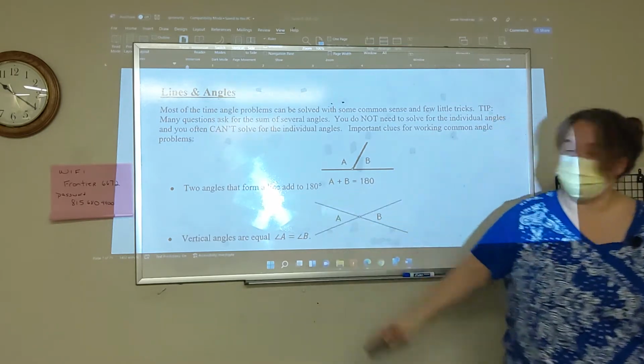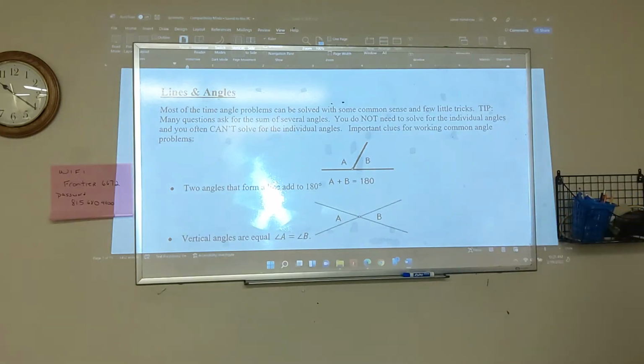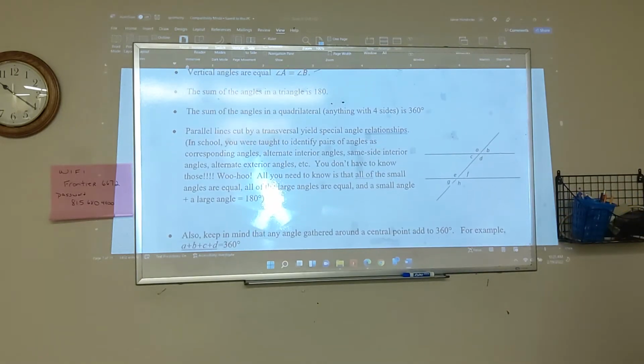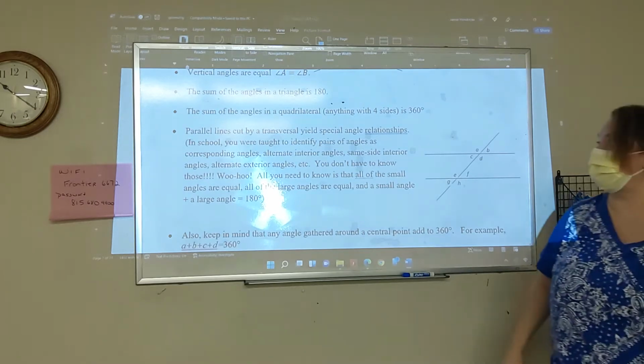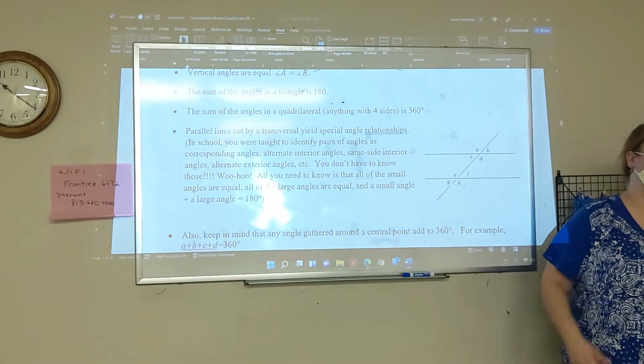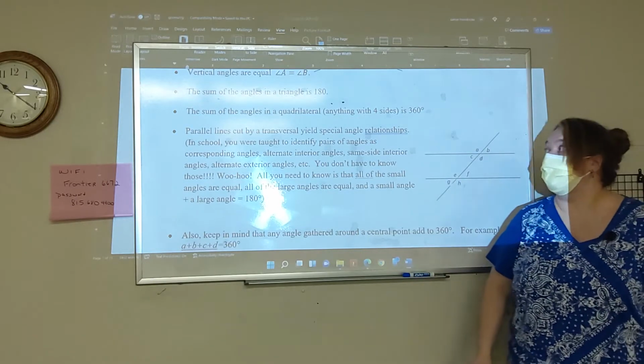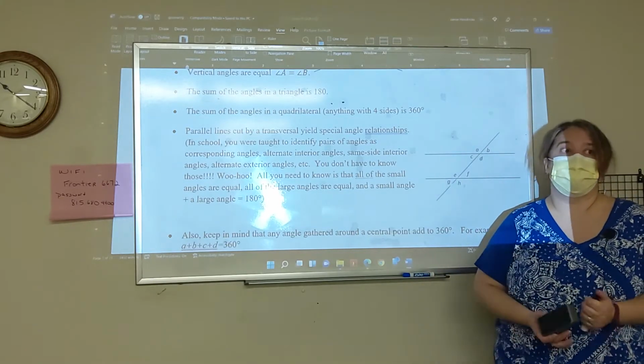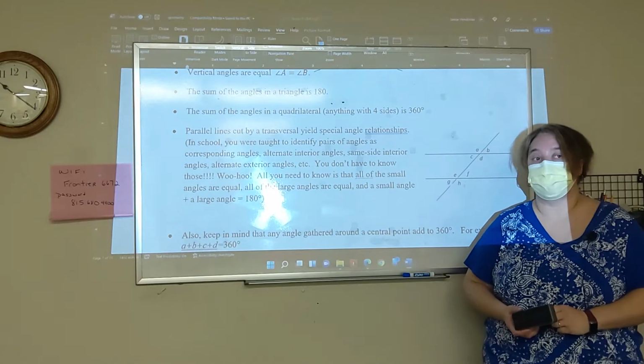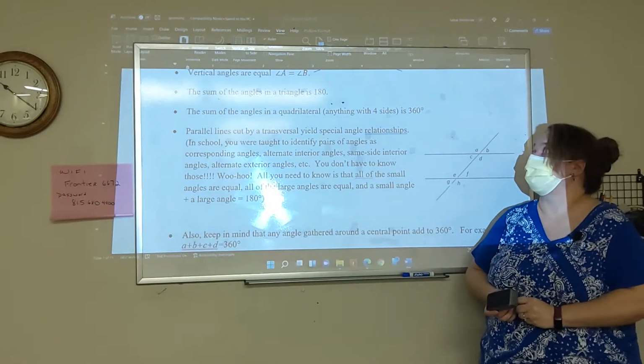Okay. Next. What else we got? All right, so the sum of the angles in any triangle is 180 degrees. Triangles are your friends. They're going to help you out when it comes to complex pictures. Always look for your triangles. The sum of the angles in any quadrilateral, anything with four sides, okay? It doesn't matter what the shape looks like. If it has four sides, it has 360 degrees, period.